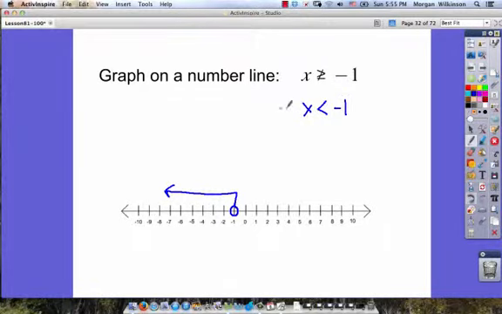Remember, the tip of the inequality will always tell us the direction that we should go. So we can use that as well to help figure out what direction to make our arrow.